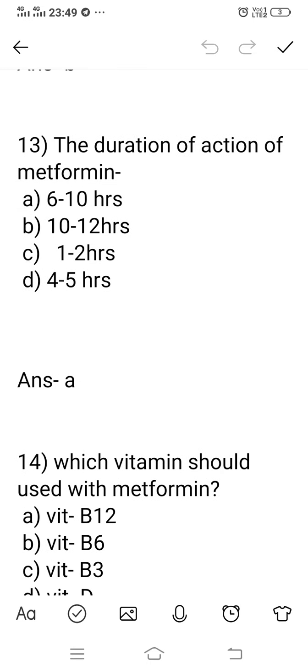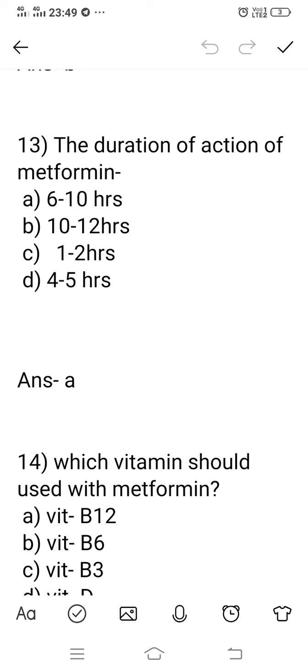Question number 13. What is the duration of action of metformin? Metformin is a common antidiabetic drug. The duration of action of metformin is 6 to 10 hours. Option number A, 6 to 10 hours.